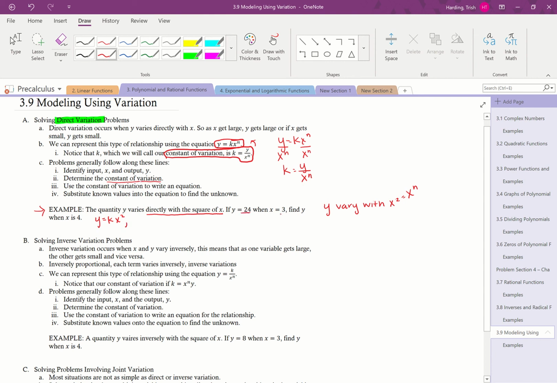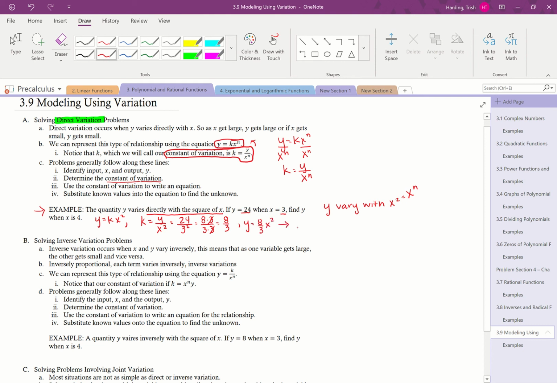So given these two values, remember my k is now going to be y over x squared. So it's going to be 24 over 3 squared. 24 is 8 times 3. 3 squared is 3 times 3. So k is going to be 8 over 3. So that means y is going to be 8 over 3 x squared.